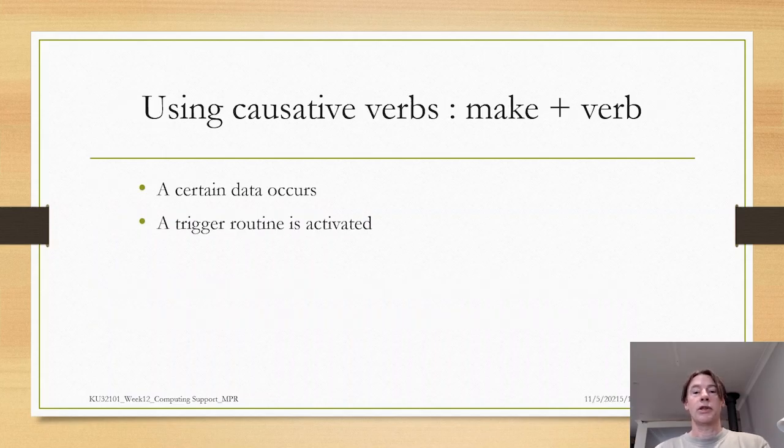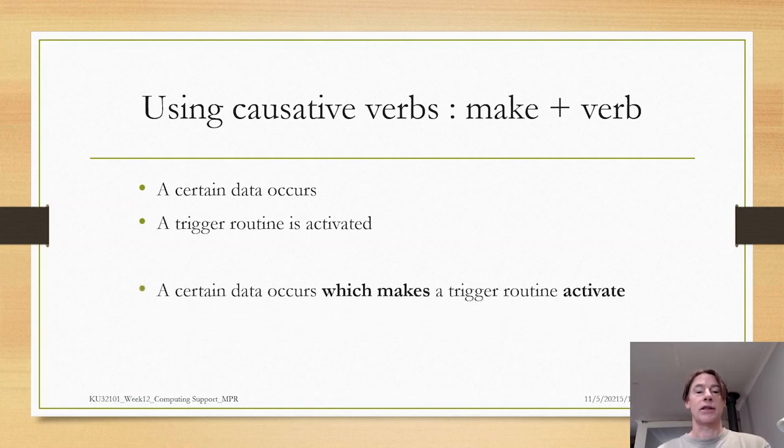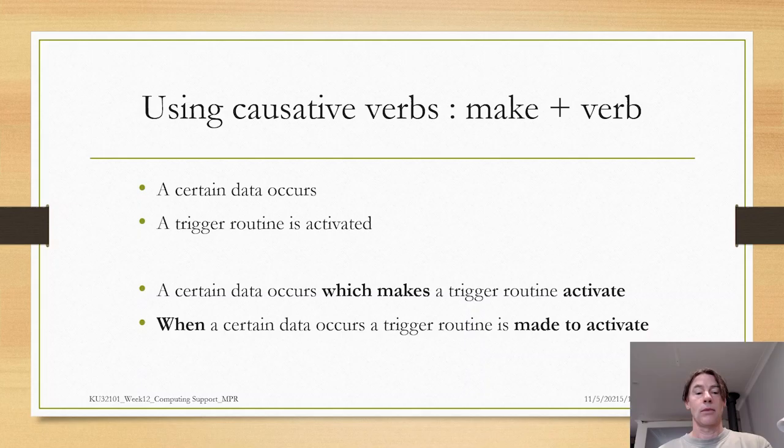We can also use make plus the verb. So we've still got our same example. When a certain data occurs, a trigger routine is activated. But it becomes a certain data occurs which makes a trigger routine activate. Or we can say when a certain data occurs, a trigger routine is made to activate.